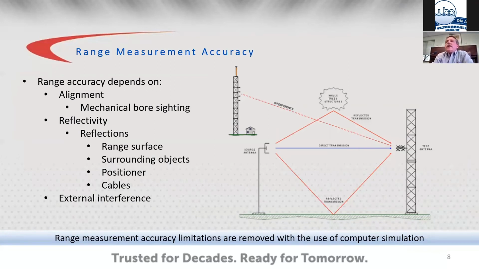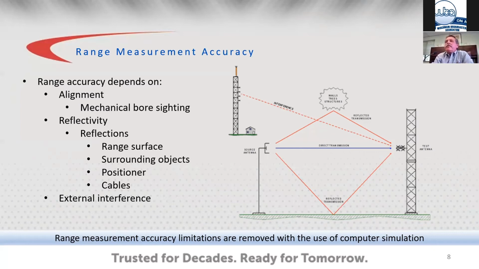So I'll talk a little bit about the limitations of actual range measurements and the benefits of computer modeling. If any of you have ever done range measurements, you know how difficult it is to accurately measure radiation patterns on a range. Things like alignment between the source antenna and the receive antenna rely on just mechanical bore sighting, which is never perfect. No range is truly in free space.